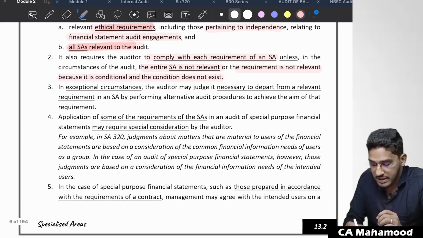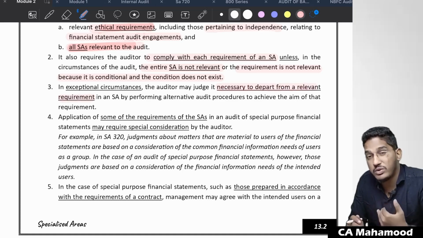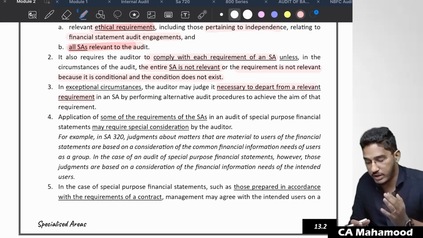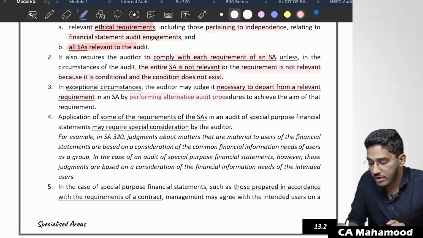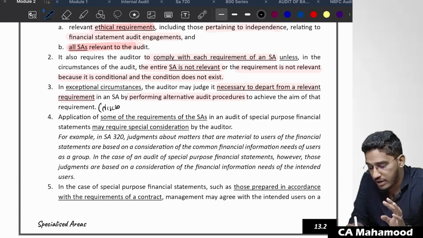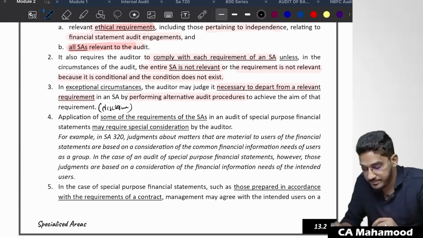In exceptional circumstances, the auditor may judge it necessary to depart from relevant requirements. Sometimes you might be required to depart. Sometimes you will not be able to fulfill the requirements of the standard. Then you are permitted to depart by performing alternative audit procedures to achieve the aim of that objective. But in case you are departing from the requirement of the standard, as I have told you, you are required to give one proper disclosure.